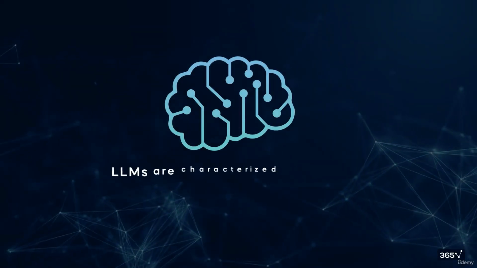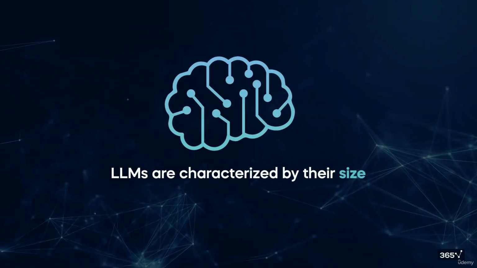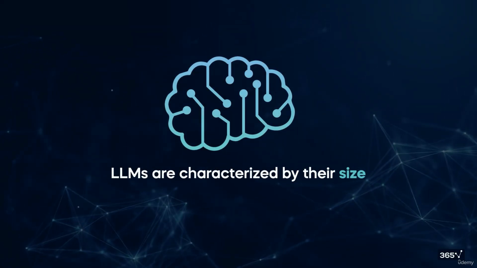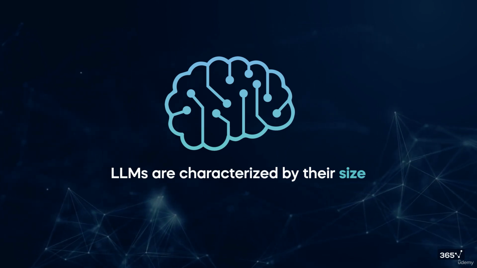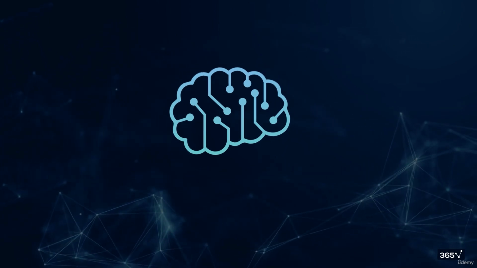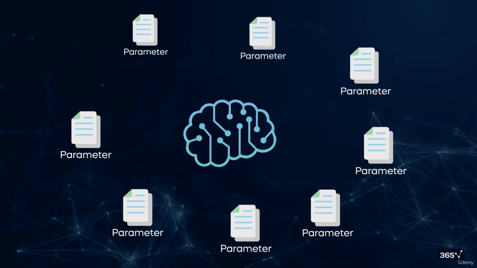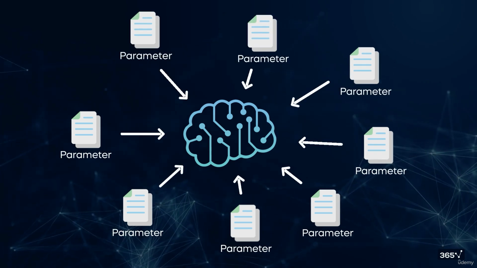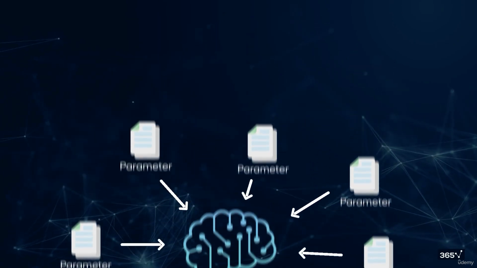As I mentioned in the last lesson, large language models are characterized by their immense size. By size, we're not talking about physical space. The size of an LLM is measured by the number of parameters it has. But what does having a large number of parameters mean?